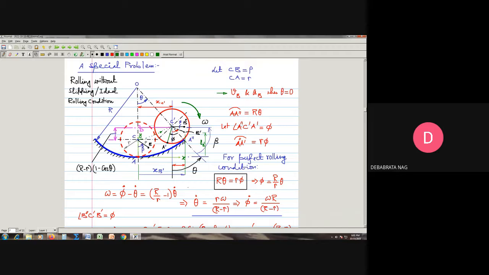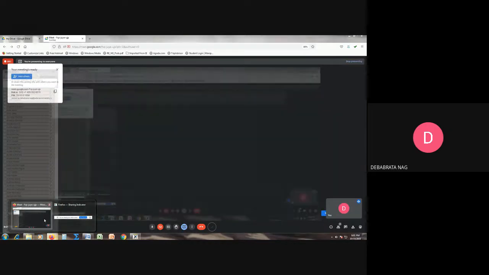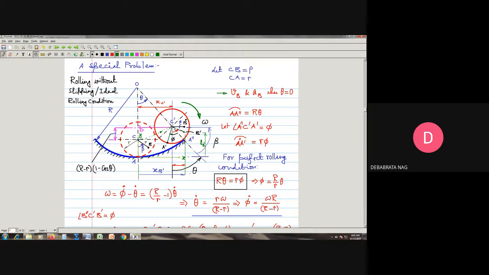These types of problem occur quite often in our engineering analysis, and therefore we need to actually study this type of problem. So what is the problem? Let me first define the problem here.